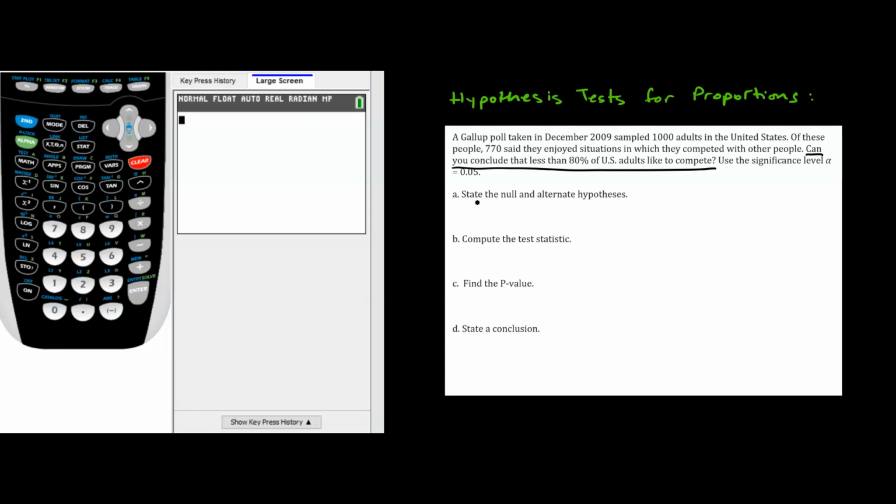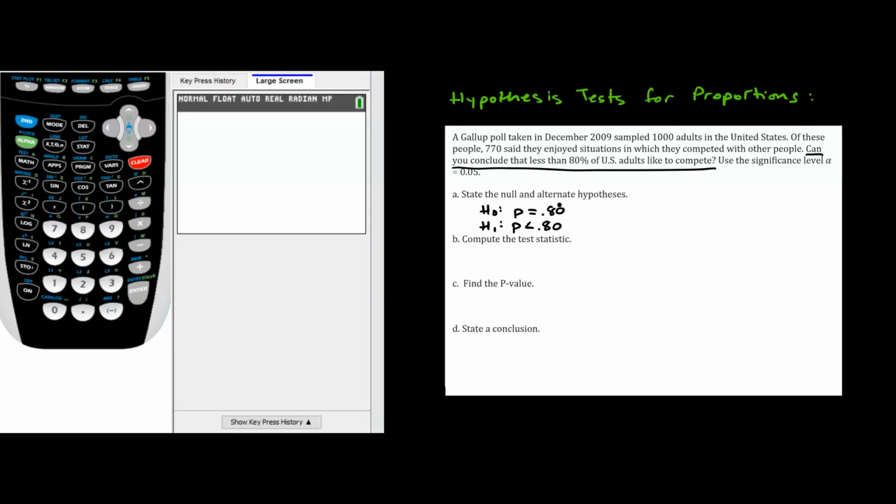I know it involves proportions, and I know my hypotheses are going to look like the following. My alternate is going to be that the proportion of U.S. adults that likes to compete is less than 80%. And remember that when you look at that question, it's kind of highlighting the researcher's theory or the alternate hypothesis. And a lot of times when I have that, I could say, okay, well, the null would be that there is no change from what is expected. And so our null hypothesis in this case would be p is equal to 0.8.